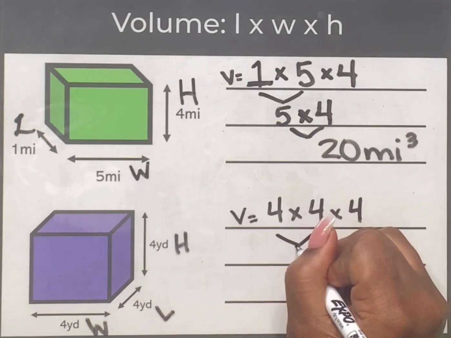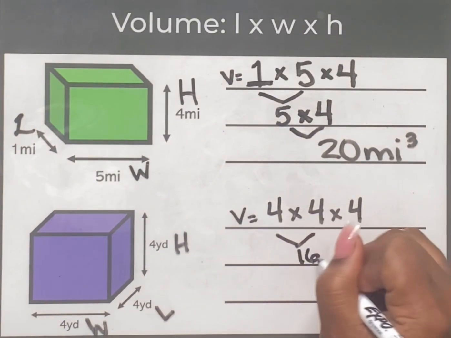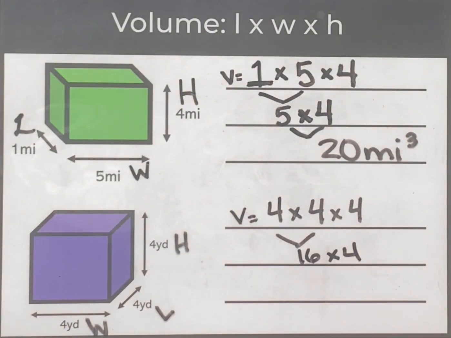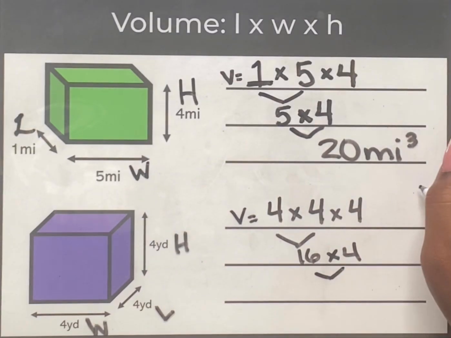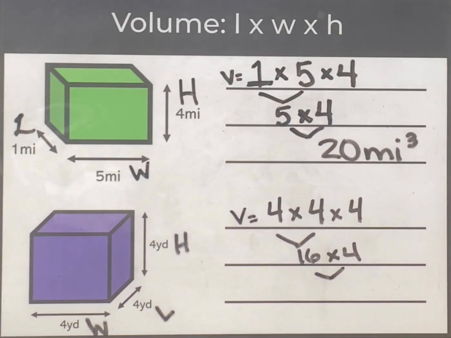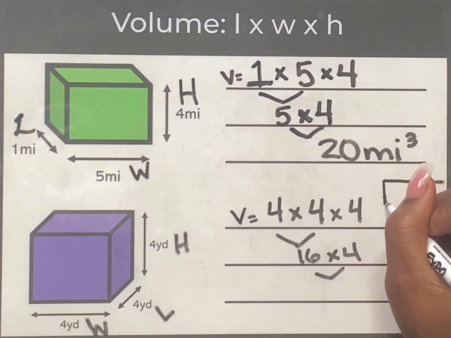We're going to take these first two factors and multiply those together. 4 times 4, we know is 16. Bring down the rest, the multiplication sign and the 4. Then I have 16 times 4. If you use standard, you're going to solve it going up and down. If you use rectangular array, you're going to have a rectangle.